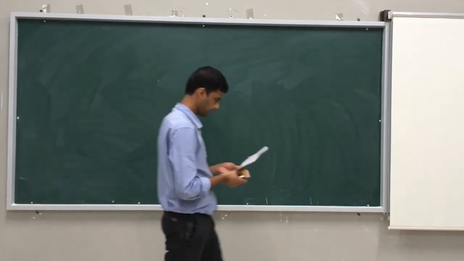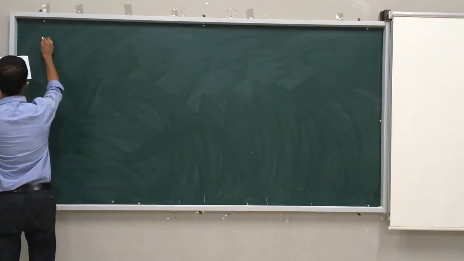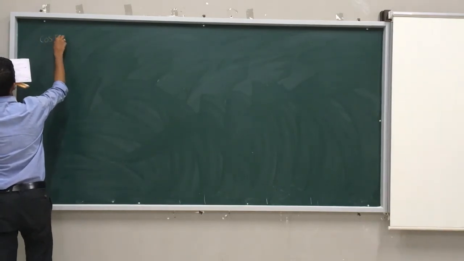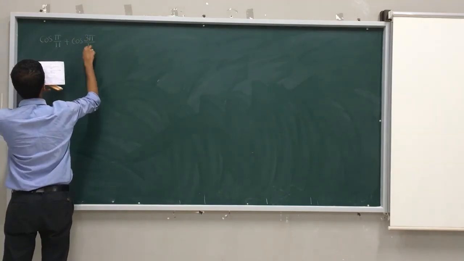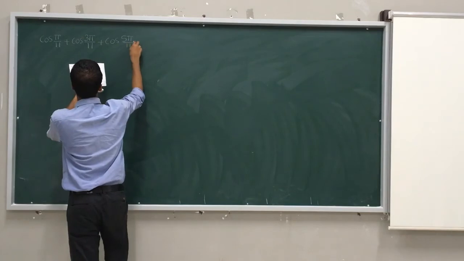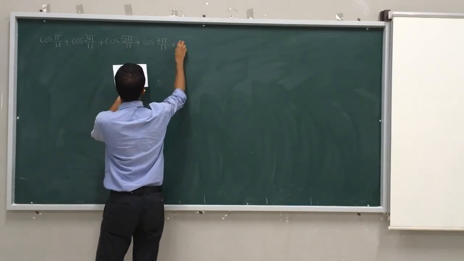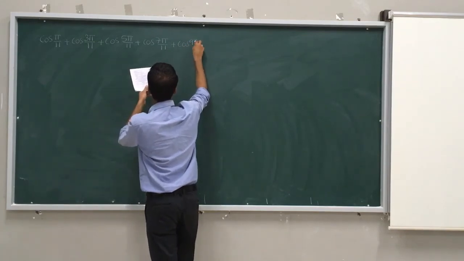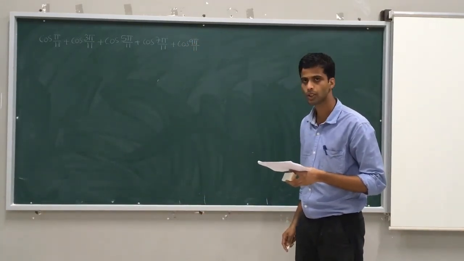Okay, now we'll discuss the last question. What is given in that 42nd question? Cos pi by 11 plus cos 3 pi by 11 plus cos 5 pi by 11 plus cos 7 pi by 11 plus cos 9 pi by 11. I have given the synopsis. With this we can solve this question.